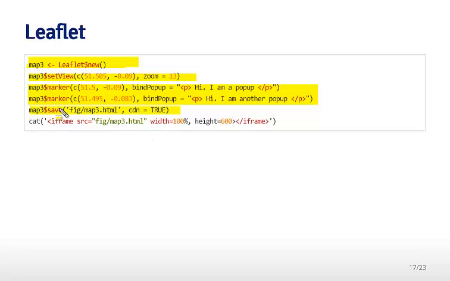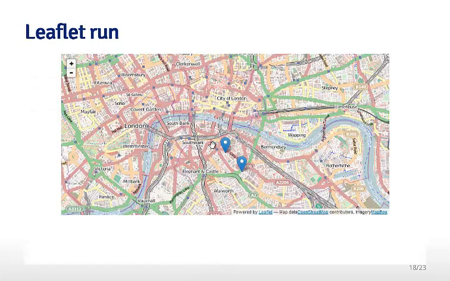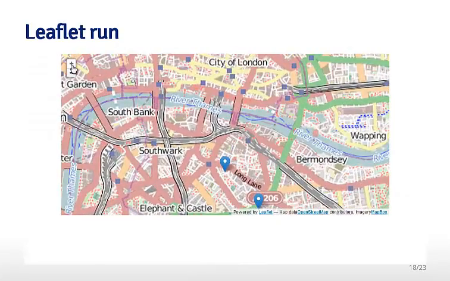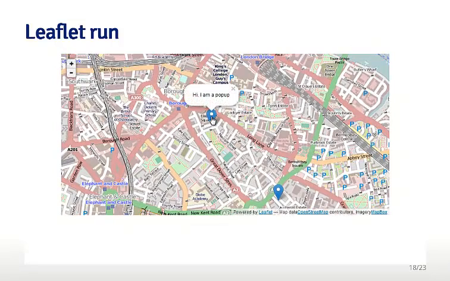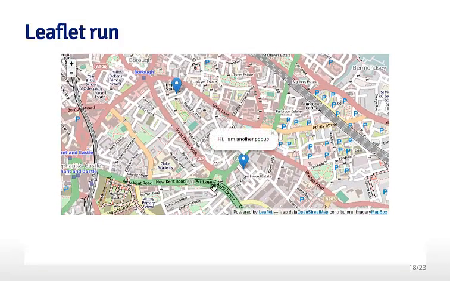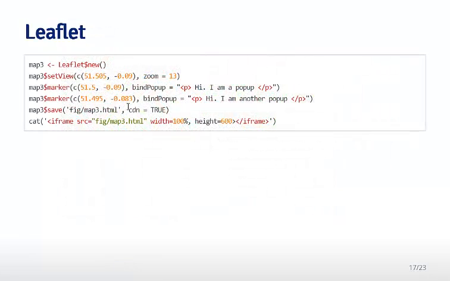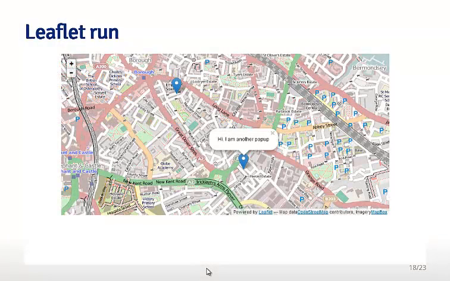Now map 3 is an rChart, so it has all the same fields that any other rChart does. So here I'm using save, and then this cat is just to bring it into Slidify. And then you see here in my presentation is my map. You can zoom, and if you hover over, you see I'm a pop-up, I'm another pop-up. So you see how you can set the pop-ups at specific longitude and latitude locations. So Leaflet's pretty neat. If you need to create a map, there's new documentation for the different kinds of mapping things you can do, and Leaflet is pretty cool.